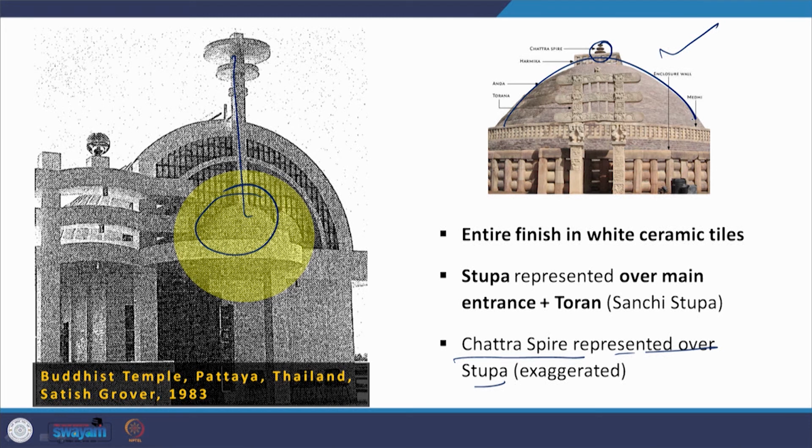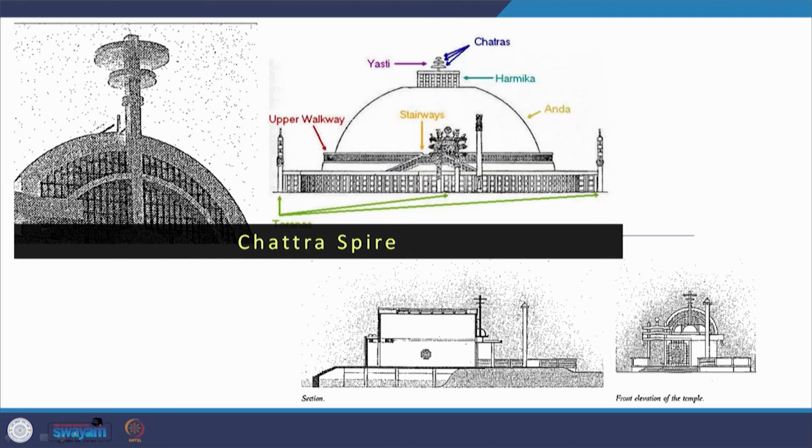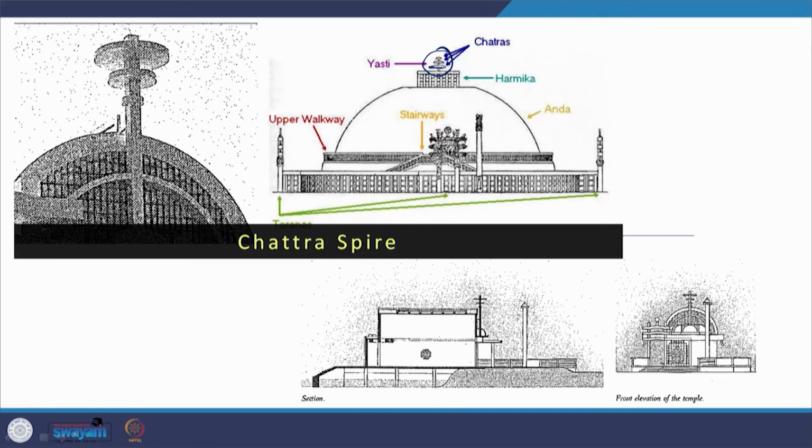But the scale is completely interchanged. You have this big dome of the stupa, so to speak, and then you have this small Chatra Spire, but here you have a small stupa and a big Chatra Spire. Not only that, there is one more thing. The Chatra Spire on top of the Buddhist pavilion by Grover is inverted. If you look at the Chatra Spire here, it goes from the bigger plate to the smaller one, and here it is the smaller to the bigger one. So this is the Chatra Spire as you see it here in the Buddhist pavilion.